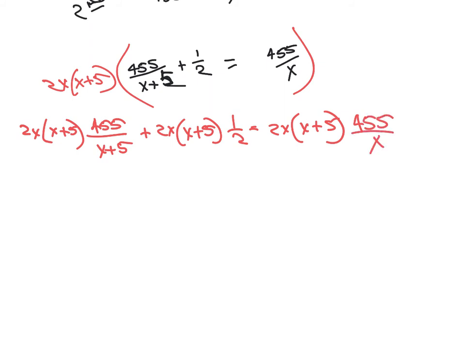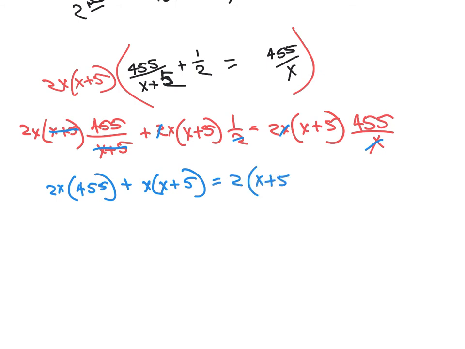Okay, so let's cancel that with that, that with just the 2, and that with that. So that gives me 2x times 455 plus x times x plus 5 equals 2 times x plus 5 times 455. Got rid of all of our fractions there.